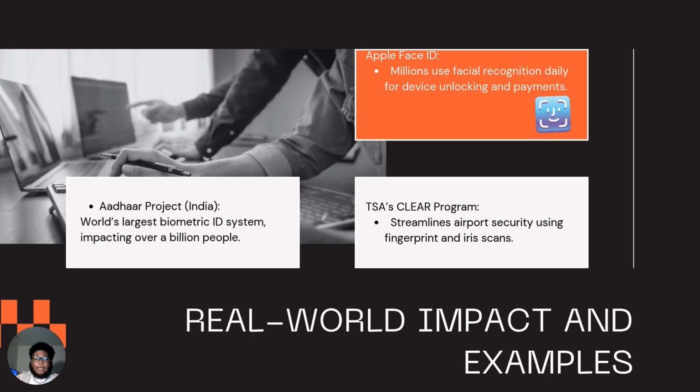A lot of people might not know about the TSA Clear program, but that pretty much happens at airports, at streamlined airports. It also helps out the security when they're using fingerprints and iris scans. It speeds up the process. Then we have the Aadhaar project that is located in India and is one of the world's largest biometric ID systems that we have today, and is affecting over 1 billion people by streamlining access to services. These examples show how biometrics are transforming industries worldwide.